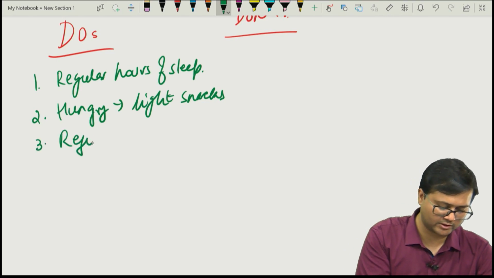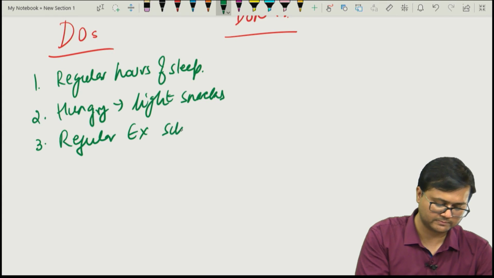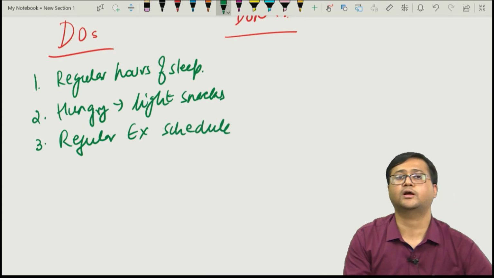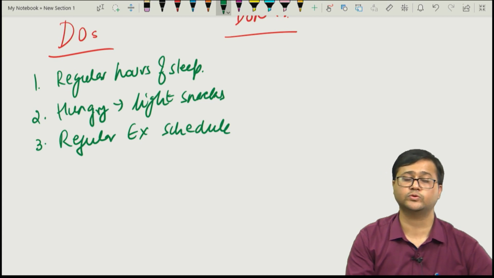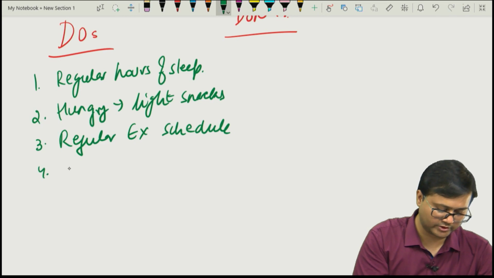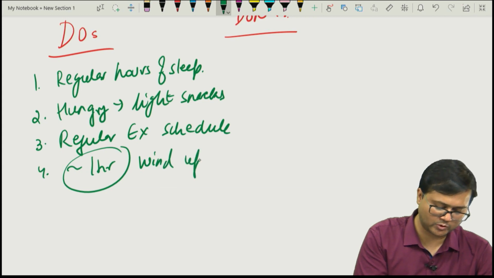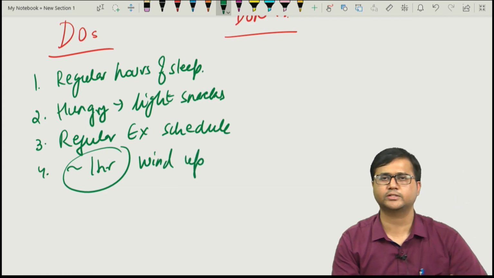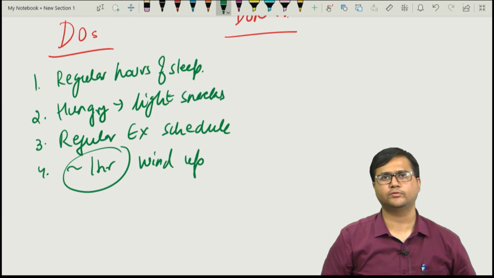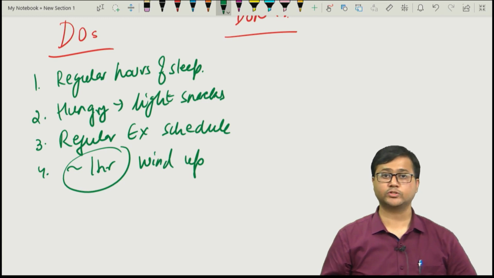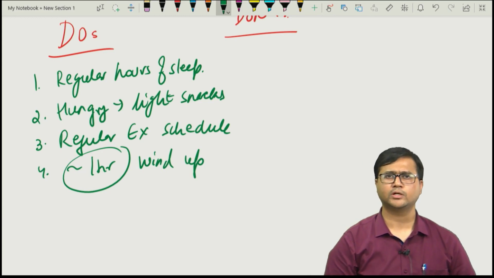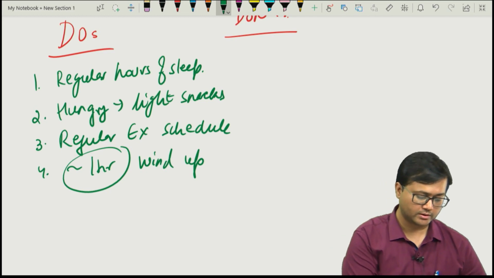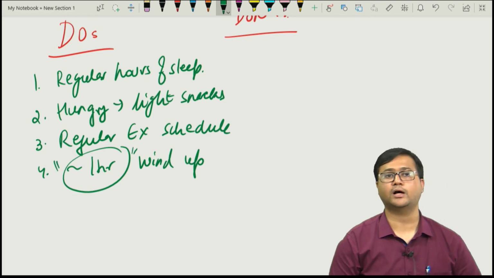He should have a regular exercise schedule, but one should avoid exercise in the latter part of the day, in the evening, or just before sleeping. Then one should wind up 1 hour before sleeping. For example, if your sleeping time is 11 o'clock at night, and by 10:45 you are still busy doing your daily things, making phone calls, personal or professional. So one should definitely wind up all the things 1 hour before sleep.